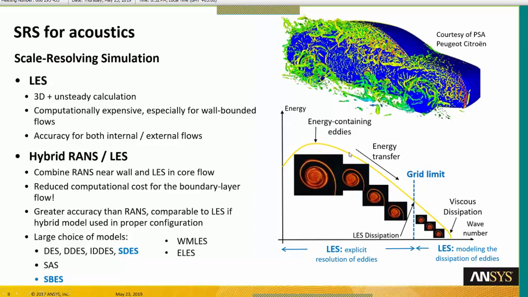Here, for LES, the whole idea is to have a sufficient number of eddies created to properly represent this cascade process, this Kolmogorov cascade process.